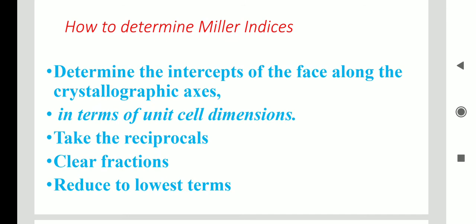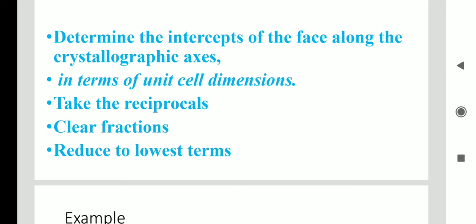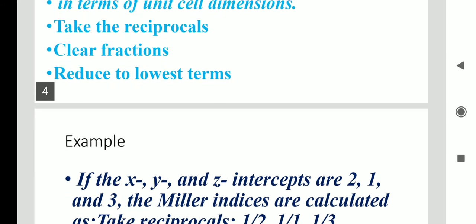First, we need to determine the intercepts of the plane along the crystallographic axes. Second, we need to take the intercepts into reciprocal form. And third, we need to convert them into whole numbers by clearing fractions. If it is possible, we need to reduce to lowest terms.